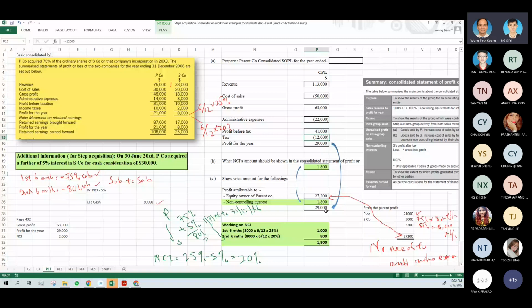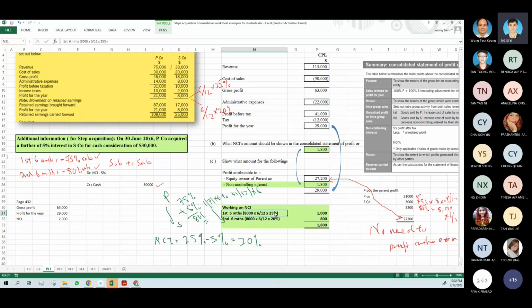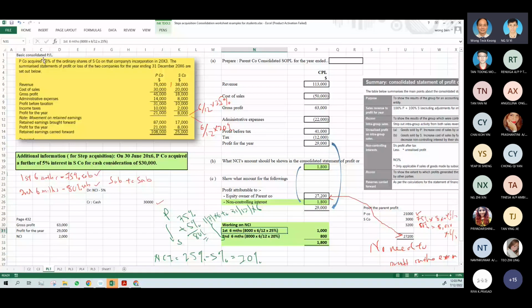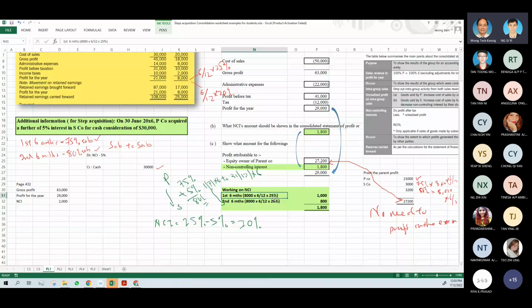Now you find the NCI. You know that for the first 6 months the NCI is 25% because you bought 75%. When it comes to 30th June, they bought another 5%. So NCI dropped to 20% from the second 6 months, 1st July onward. So they use 8,000 times 6 over 12. At 25%, 1,000 NCI, and the second 6 months from 1st July onward is 800, so 1,800. Put 1,800 here, do the balancing, come to here. So NCI is 1,800.